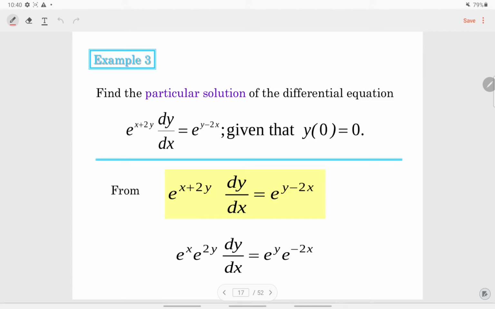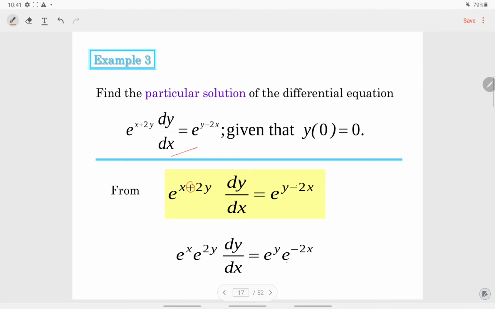And then example 3, find the particular solution of the differential equation. Okay, given this equation, e to the x plus 2y dy over dx equal to e to the y minus 2x. Okay, this is for the exponent. This plus here will be multiplication. e to the x times e to the 2y dy over dx equal to e to the y times e to the negative 2x.